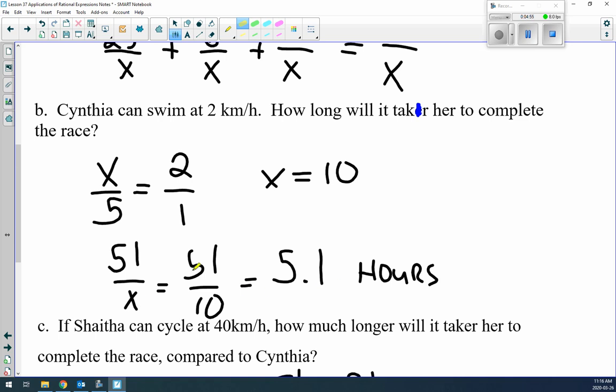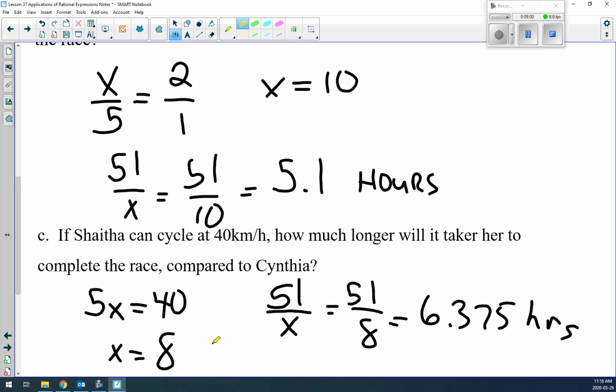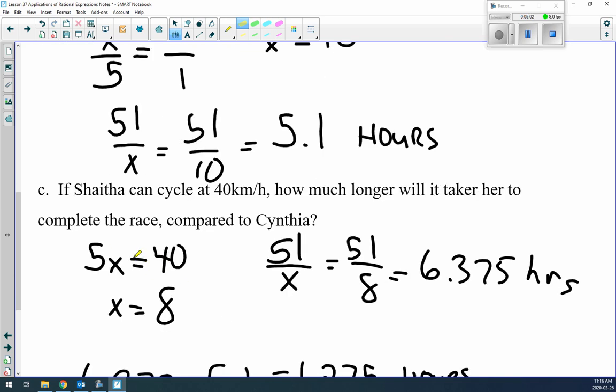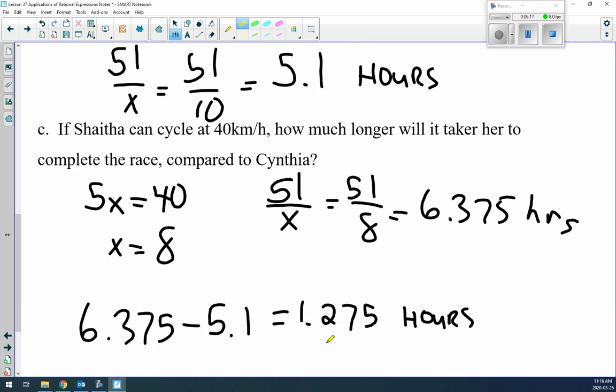Now, if Cynthia can cycle at 40 kilometers per hour, how much longer will it take her to complete the race? It's a different formula this time, right? The cycling speed was 5x, and so 5x equals 40, solve for x, x equals 8. You take the 8 and plug it back into that original formula, 51 over x. So 51 over 8 is 6.375 hours. So it's going to take her a little bit longer. In fact, it takes her 1.275 hours longer.